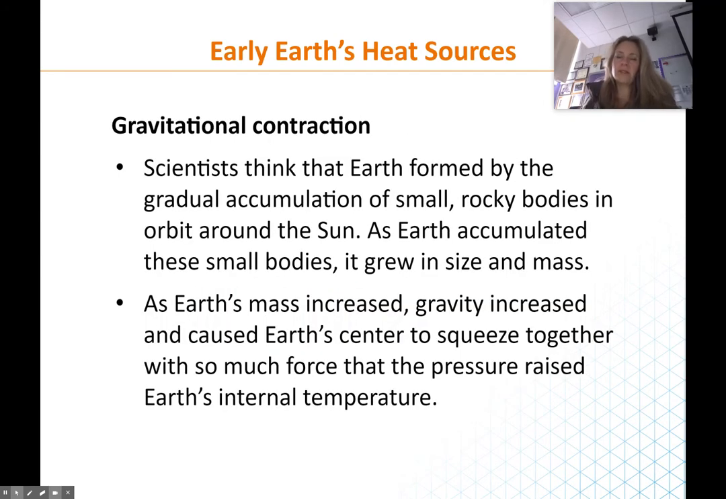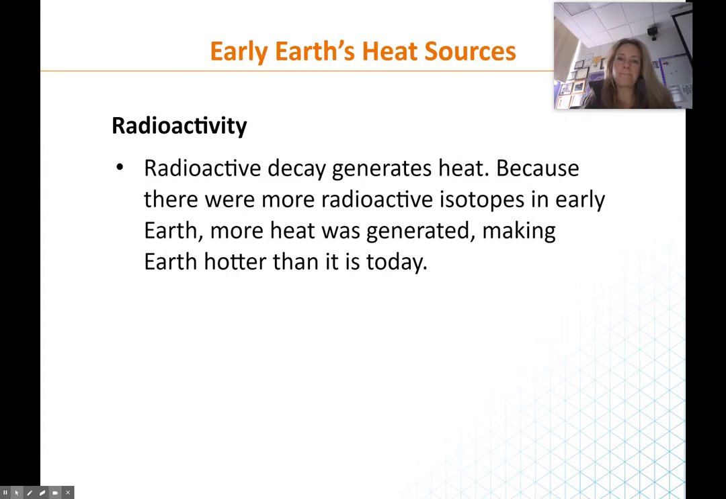All right, so I mentioned this gravitational contraction. As things get bigger, more gravity is there because of the mass, and gravity is a reflection of the mass. So as the mass gets bigger, the gravity gets bigger, and that also increases pressure, and pressure increases heat. And so that squeezing creates that intense heat center that we have in the Earth today. And other planets have that as well.